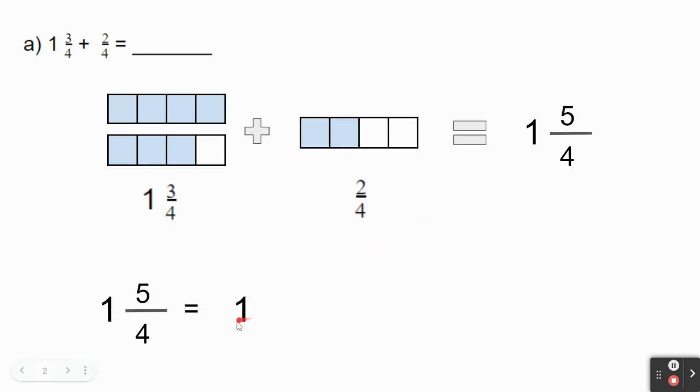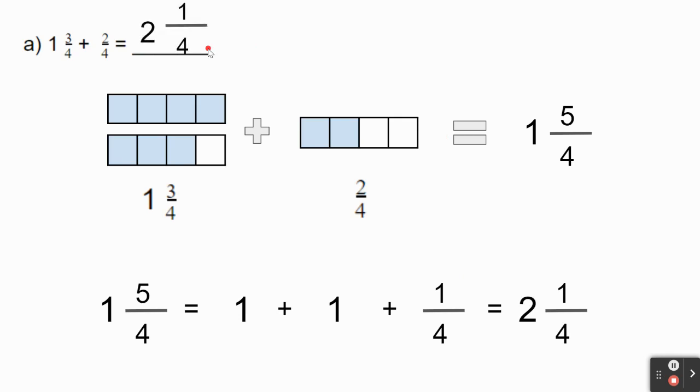So we have 1 whole coming from the 1 whole in the front plus 4/4 because we're taking out 1 whole from the fraction. And we're going to add 1 more fourth because 4/4 plus 1/4 gets us the 5/4, which was our fraction. Well, remember, 4/4 is the same as 1 whole. So we can rewrite this as 1 whole, and now we can add 1 plus 1 is 2, plus the 1/4 is 2 and 1/4. So 1 and 3/4 plus 2/4 is equal to 2 and 1/4.